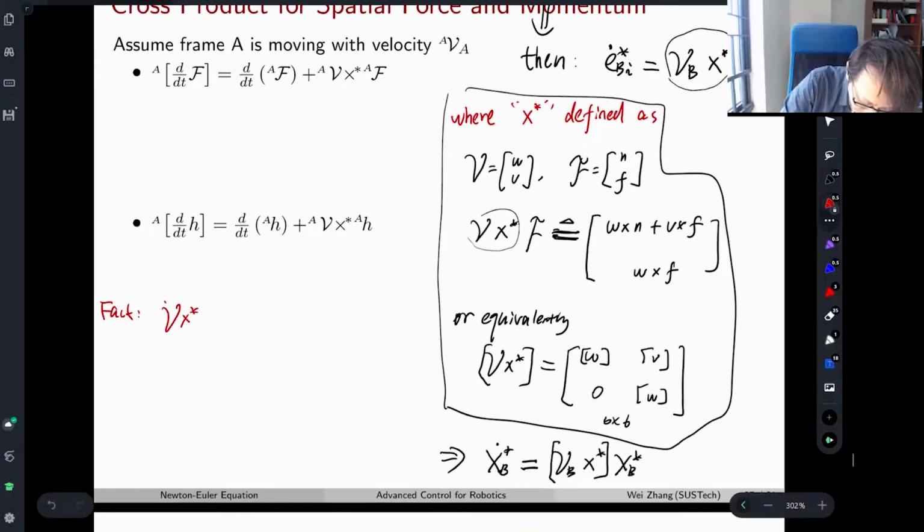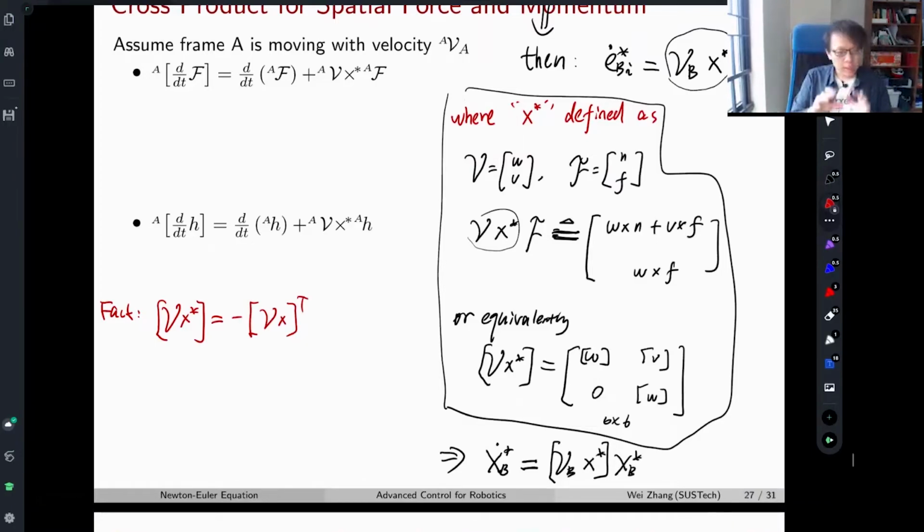V cross for force, star, equals V cross without the star, that's for velocity, the spatial cross product, transpose, and negative. So they are related by taking a transpose and then a negative sign. Because for a skew-symmetric matrix, if you take the transpose, you always get a negative sign. Then you just factor that negative sign out, and you get the spatial cross product for force. So then in a coordinate-free way, you can think about this in your mind.